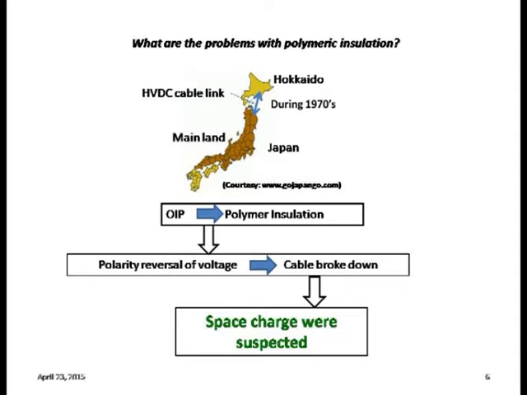Then the Japanese government decided to use polymer insulation, because at that time polymer insulation had already been used for AC cables. So they implemented polymer insulation for DC also. See, actually, if you conduct a dielectric breakdown strength test, the DC breakdown strength will be very high, roughly 2 to 5 times higher than the AC breakdown strength.